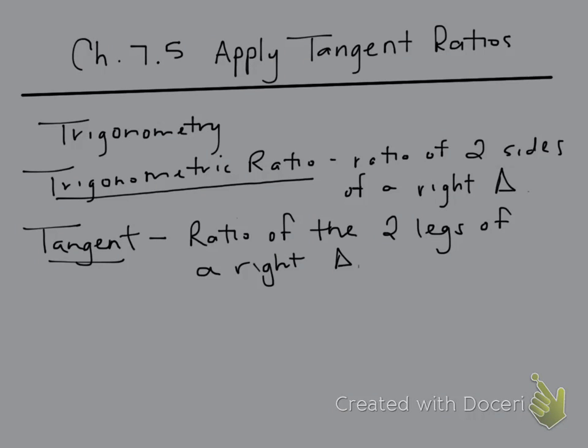Okay, we're going to get into our trig unit now. Basically, trigonometry is, you can kind of look at it as triangle geometry. Thus, trigonometry. So we're going to be dealing primarily with triangles throughout this part of this unit. A trigonometric ratio is a ratio of two sides of a right triangle. More specifically, today we're going to talk about applying the tangent ratios. Tangents are the ratio of the two legs of a right triangle.